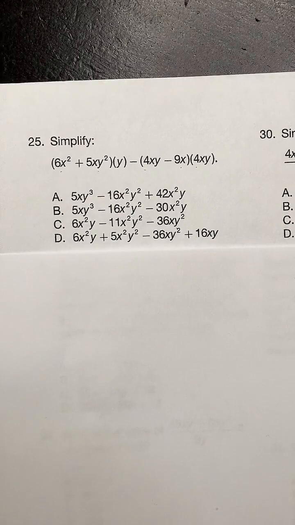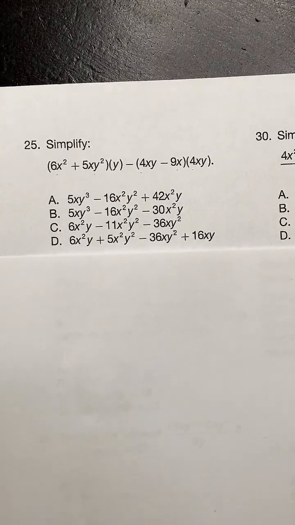So now we're going to simplify. We have 6x squared plus 5xy squared times y minus 4xy minus 9x times 4xy. I know, this is when it's getting into the tougher problems, especially if you're doing the ASVAB. And these are definitely your 3-point questions for the GED. I'm giving you a heads up. I'm hoping you're absorbing it.